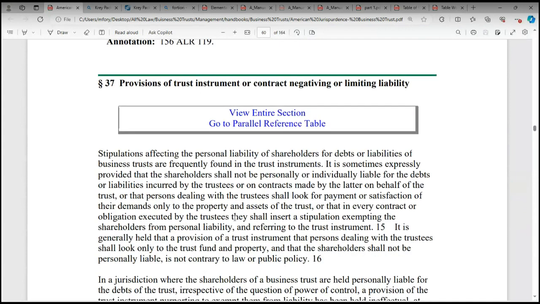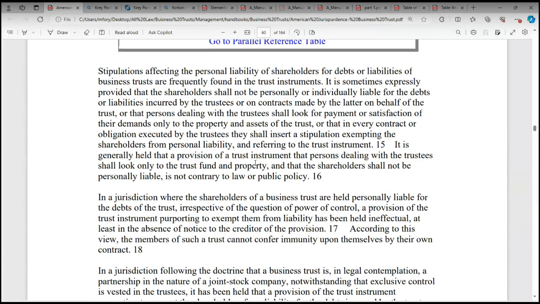Section 37, provisions of trust instrument or contract negativing or limiting liability. And these are just provisions that you're supposed to write in your indenture and in your contract that you do contract with people.